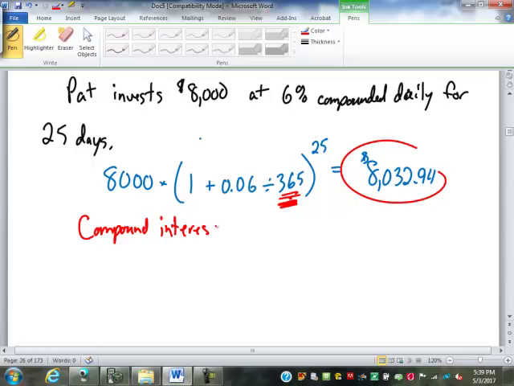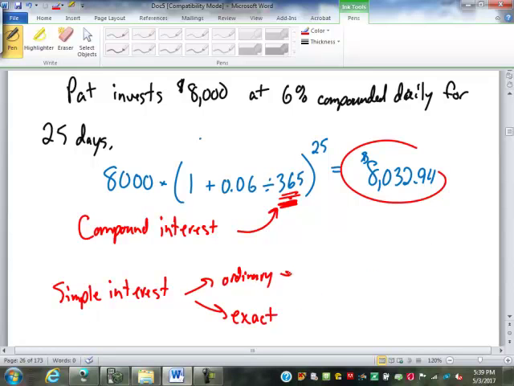Yeah, compound interest is always 365. Simple interest you can have ordinary or exact. And ordinary is the 360, exact is 365. But compound is always 365 for a year.